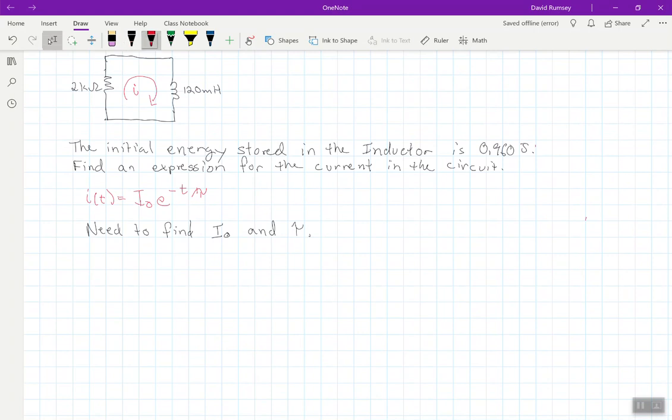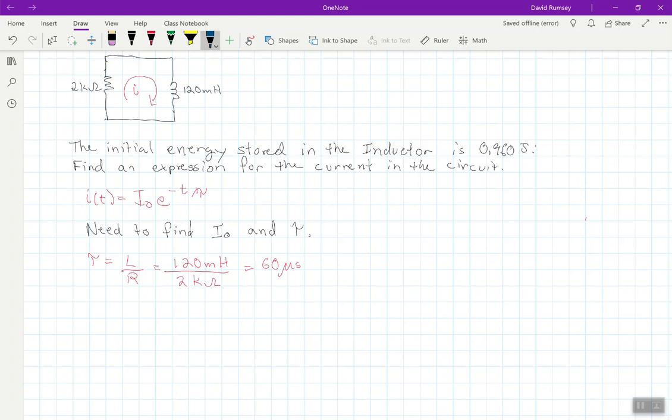One of these is very easy to find. Tau is actually the easiest one to find first. Not that I0 is going to be difficult, but we know that we have a formula for tau, which is just L over R. And this would be 120 millihenries divided by 2 kiloohms, which gives us 60 microseconds for the time constant.